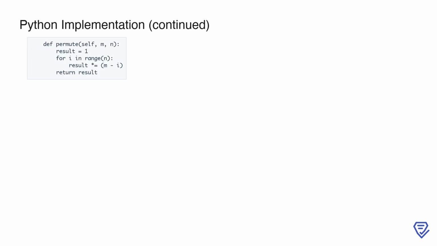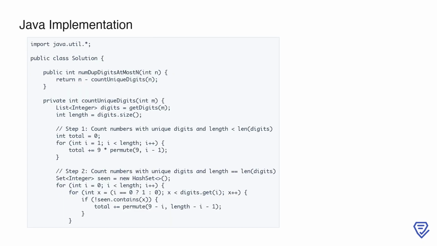Here, we start by defining the main function numDupDigitsAtMostN, which calculates the count of numbers with repeated digits by subtracting the count of numbers with unique digits from the total range, n. To handle this, we rely on the helper method countUniqueDigits. In countUniqueDigits, the first step is to extract the digits of the number m using the getDigits function, and calculate the total number of digits.